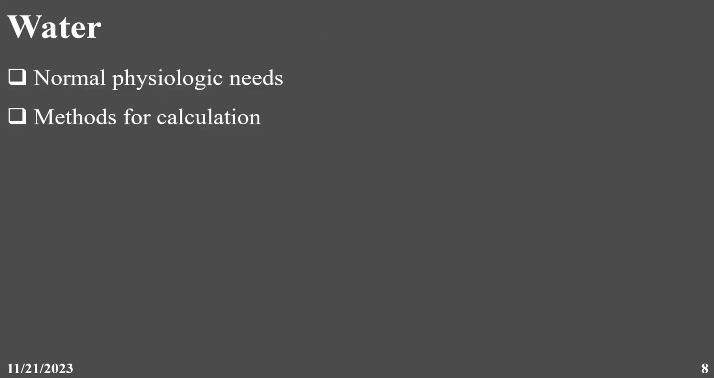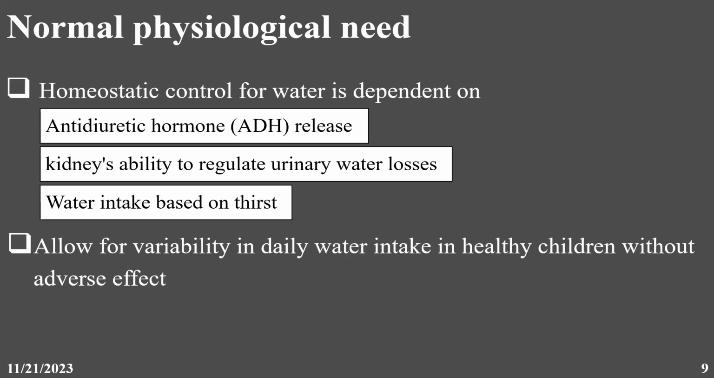Now we'll start with the water. Two things that we will discuss: what is the normal physiological need, and how we calculate the fluid or the water given to the baby. Now, there is homeostatic control of water. It depends on antidiuretic hormone first, that preserves the water. Second is the ability of the kidney to regulate the water loss. And third, how much the human being takes.